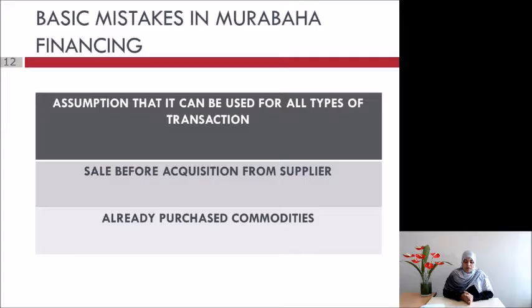The other mistake is the assumption that it can be used even before the product is acquired from a seller or a supplier. This is not the case. The supplier must be in possession of the goods before the bank proceeds to commit itself to purchase them. It also cannot be used for already purchased commodities, in the sense of having a sham murabaha transaction where a customer has already been funded and is now seeking to ratify it by doing a post-murabaha transaction. That is all with regards to murabaha financing.